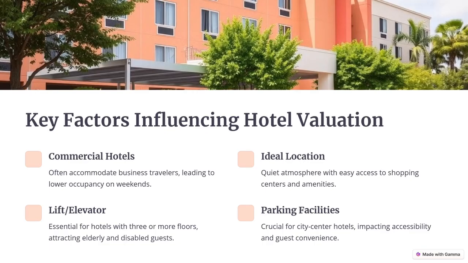So what are the key factors which influence hotel valuations? Basically commercial hotels deal with the accommodation business for travelers, leading to lower occupancy on weekends. And if they are provided with modern amenities like lifts or elevators, these are very essential. Where these are available in hotels with three or more floors, they will attract elderly or disabled guests, and this will lead to more clientele and more profit to the owner.